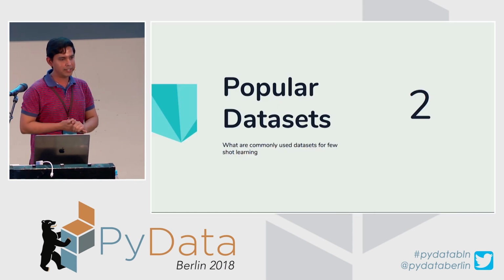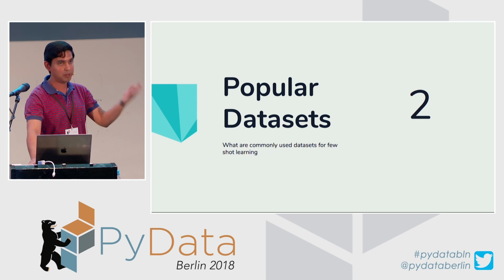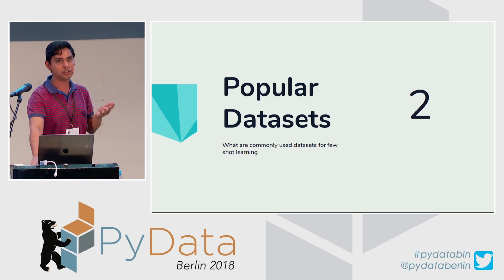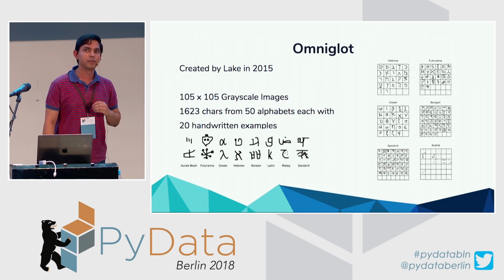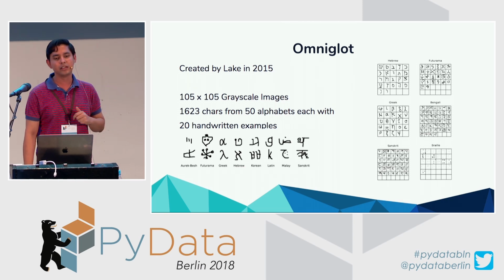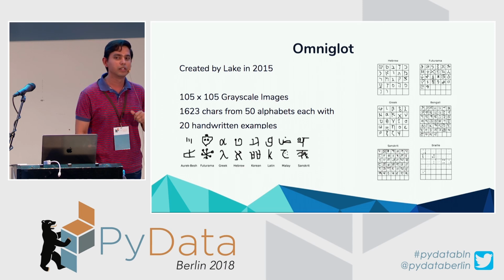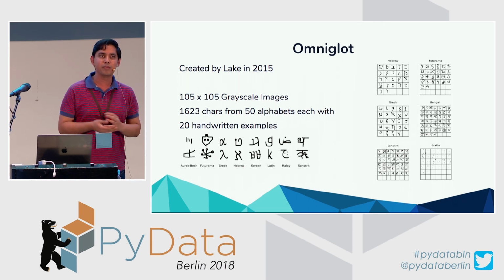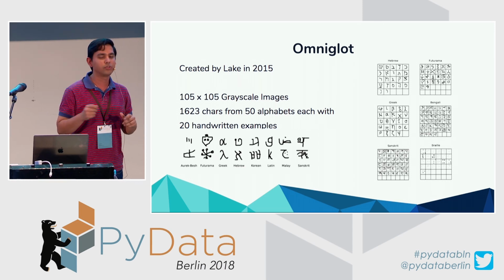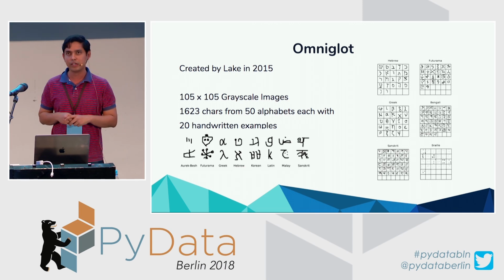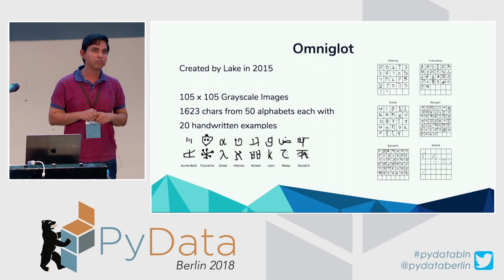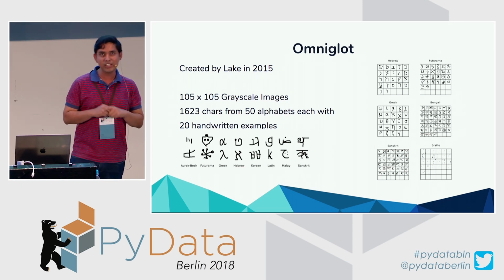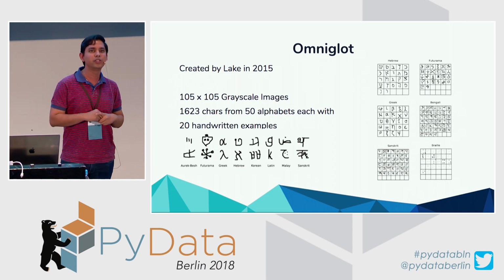Some of the popular data sets that researchers are actually using to solve this problem. The first one is called Omniglot. This was made by Brenden Lake in 2015. These images are basically 105 by 105 grayscale images. In total, there are 1,623 characters from 50 alphabets, and each character is handwritten by 20 humans.